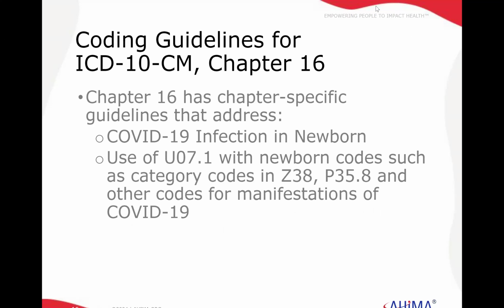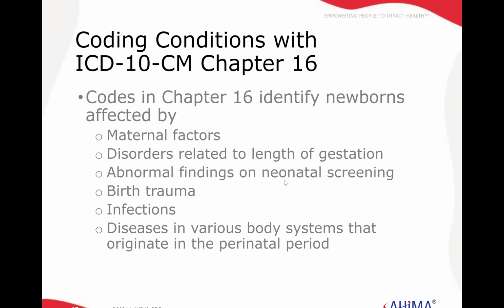There are new guidelines, which is one reason that we always want to get the new books, is specific guidelines that address COVID-19 infection in newborns using the U07.1 with newborn codes. These can include Z38, P35.8, and other codes. And again, we talked about maternal factors, disorders related to the length of gestation, in other words, prematurity, birth trauma, infections. All these can affect the newborn.